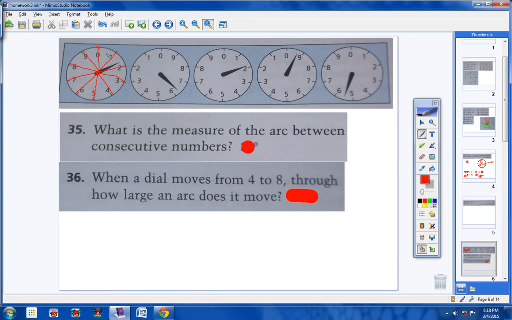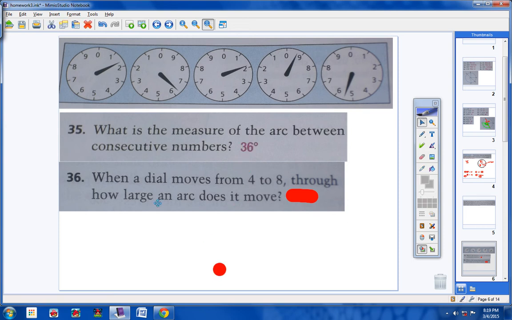We're assuming the numbers are spaced equivalently. So if the whole circle is 360 and you divide that by 10, that's 36 degrees. So each one of these central angles here is 36 degrees. Now if this angle right here is 36 degrees, then what's the arc length from 0 to 1? 36 degrees. So there, I just showed you what one arc length is between the numbers. So what is the measure of the arc between consecutive numbers? That means two numbers side by side, 36 degrees.